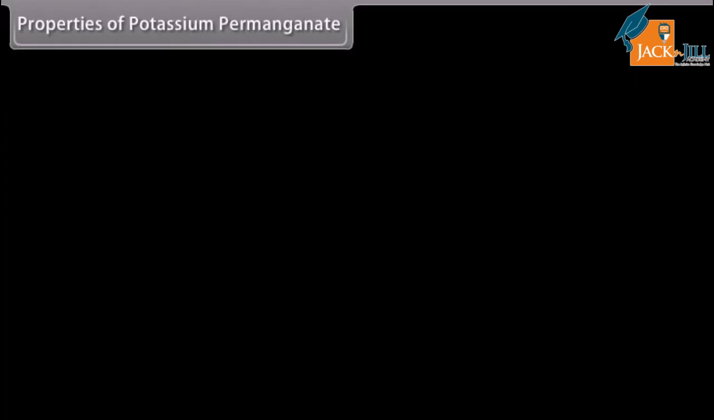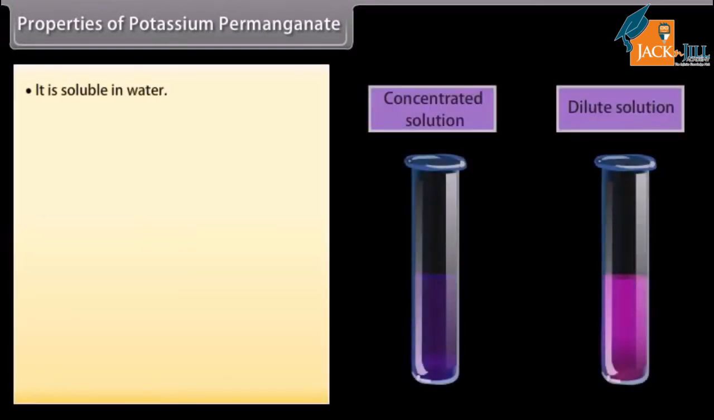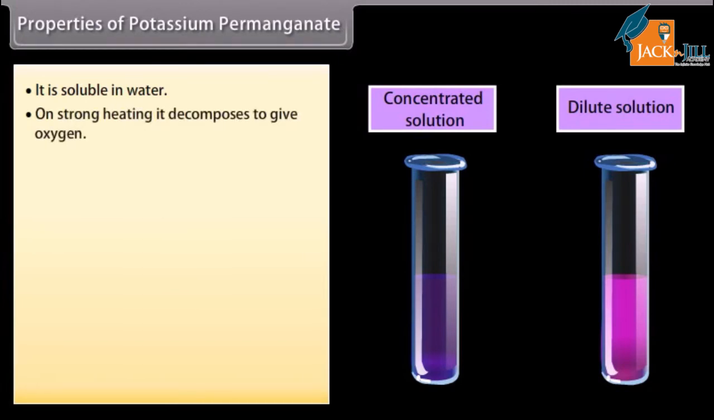Properties of potassium permanganate. Potassium permanganate is a purple-black colored crystalline solid with a melting point of 523 Kelvin. It is soluble in water. Its aqueous solution has a purple color if concentrated, but if the solution is dilute, it has a pink color. On strong heating, it decomposes to give oxygen.